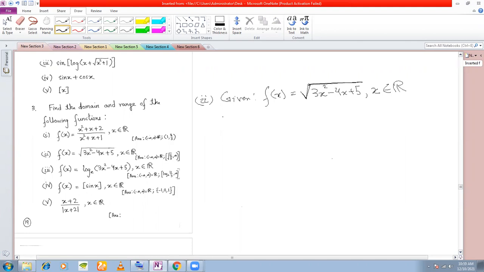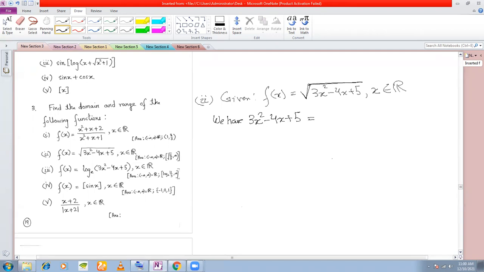So can this be factorized? This cannot be factorized into two factors. Therefore, we try to show that this is always positive. Okay. So we have 3x square minus 4x plus 5.